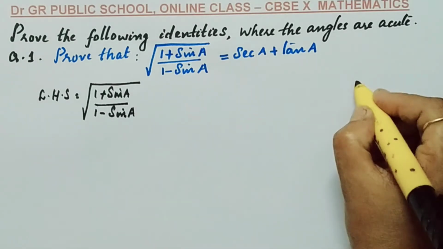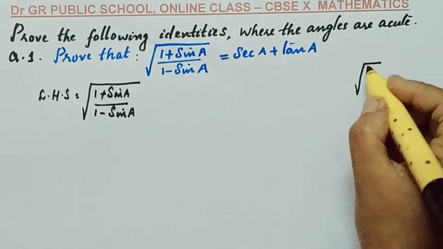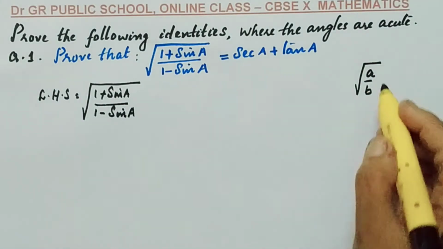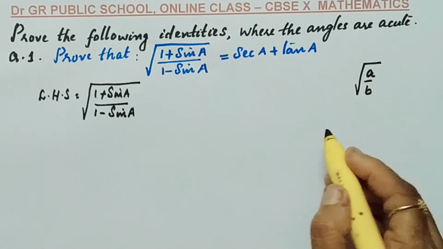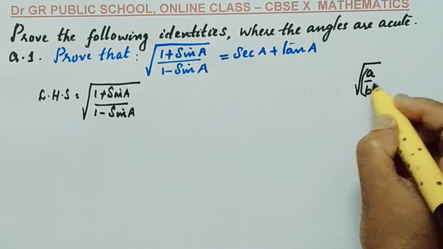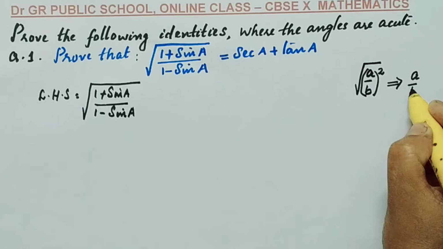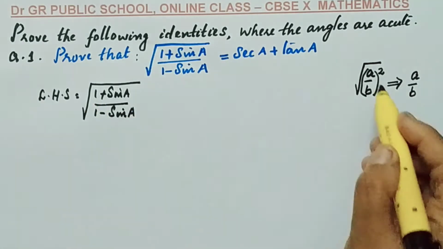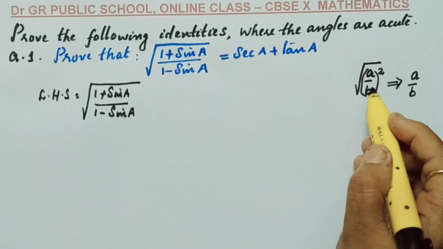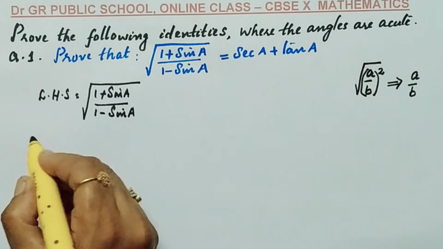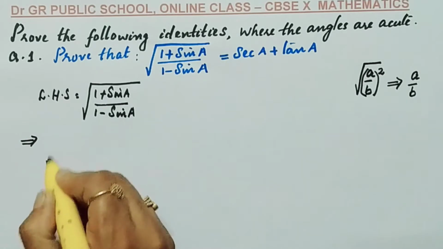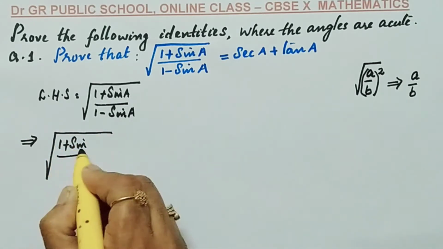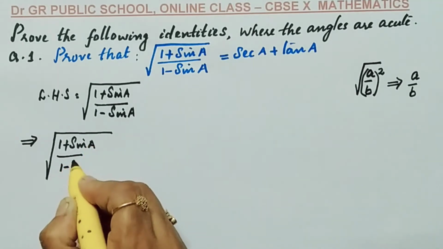Now, the expression is in the root of the form A by B. For this expression to come out of the root, you know that it needs to have a square. So my first aim is to make this expression come out of the square root. For that, I am going to make a simplification. Equals, root of (1 plus sin A) by (1 minus sin A).